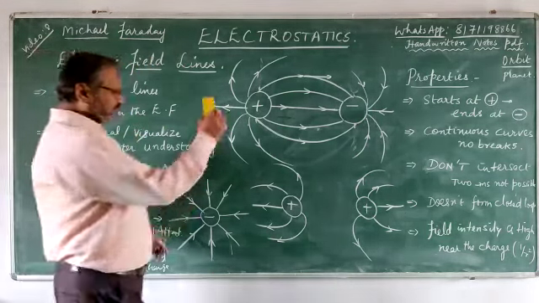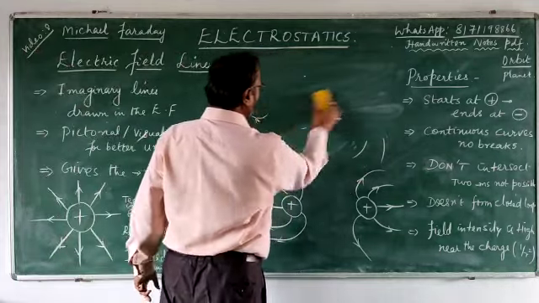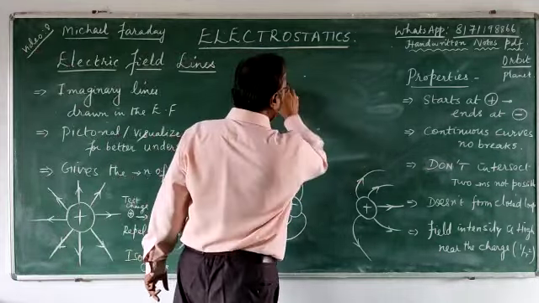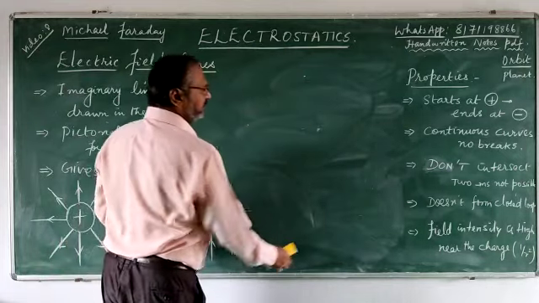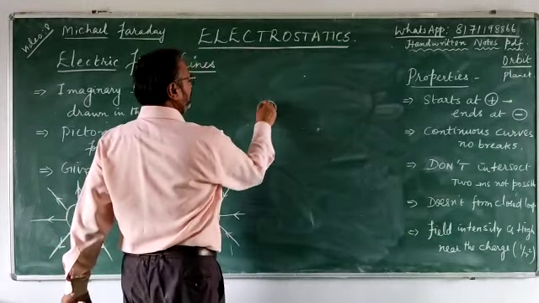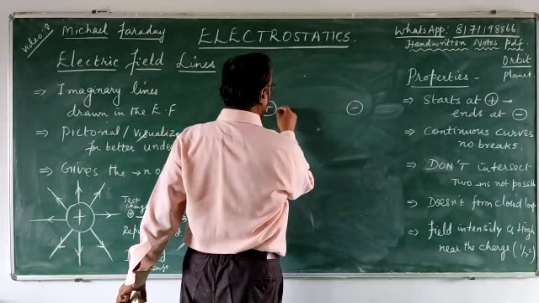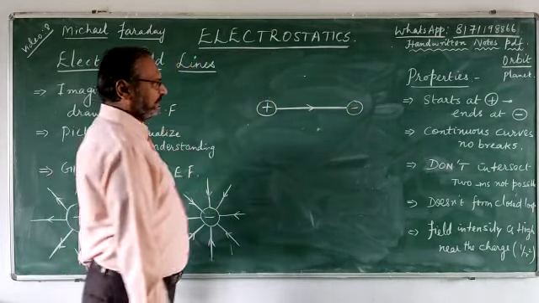Fine. Now, let us learn about some of the properties of electric field lines. It's very important to know electric field lines and their properties. Let us look at it. First, we all know that it starts from positive and it ends in negative. Isolated charge: starts in positive, ends in negative.